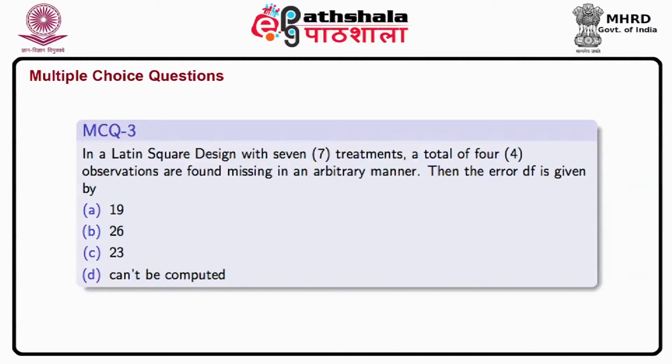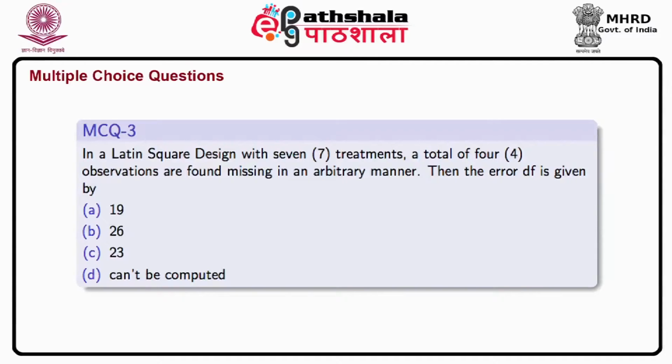If there are 49 observations, total degree of freedom is 48. From that you take out due to row, 7 minus 1, 6. Due to column, again 6. Due to treatment, again 6. So 3 times 6, 18 is gone. 48 minus 18, 30. So in a normal scenario, in a Latin square design, the error sum of squares will have degree of freedom 30. Now the question is, 4 observations are missing in an arbitrary manner. What will be the computation of the error degree of freedom? Good question again.